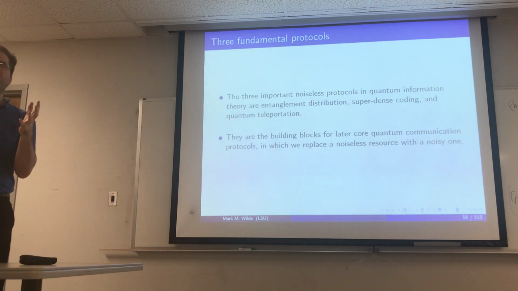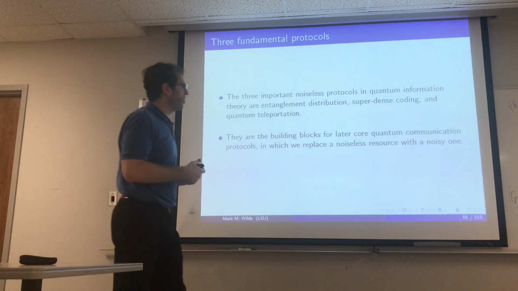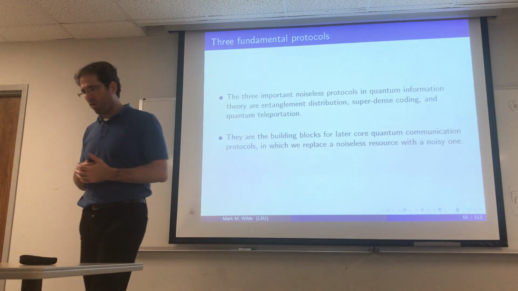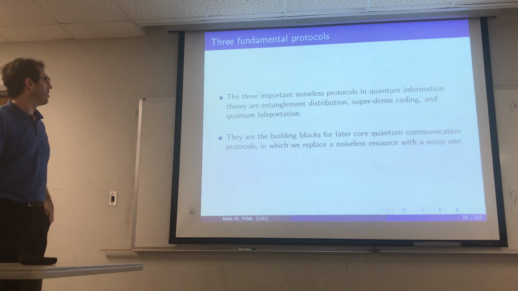Like, what if we take the qubit channel and say, all right, maybe it's not ideal. What if we make it a noisy qubit channel? What happens? How much quantum information can we send? How much classical information can we send, etc.